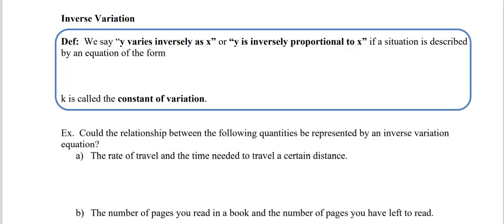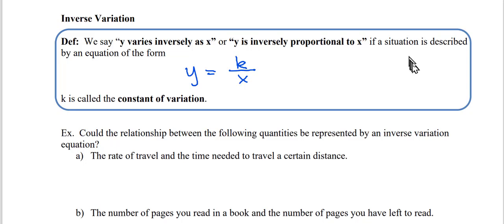Let's talk about inverse variation. This is an inverse relationship between the two variables. We say y varies inversely as x, or y is inversely proportional to x, if a situation is described by an equation of the form y equals k over x, where k is the constant of variation.